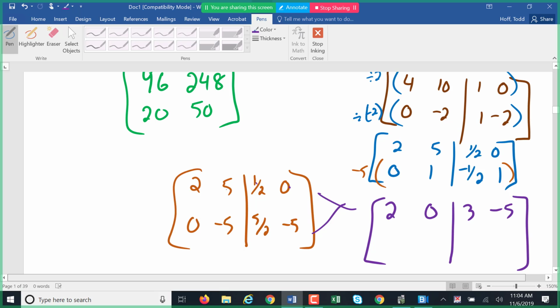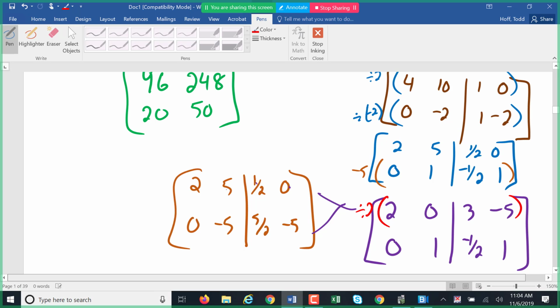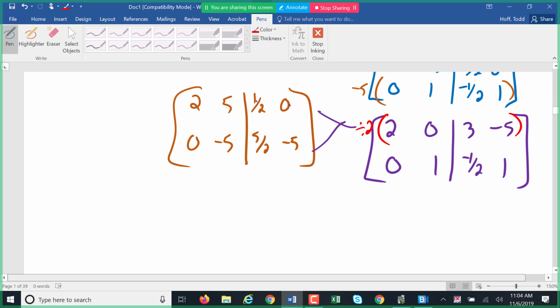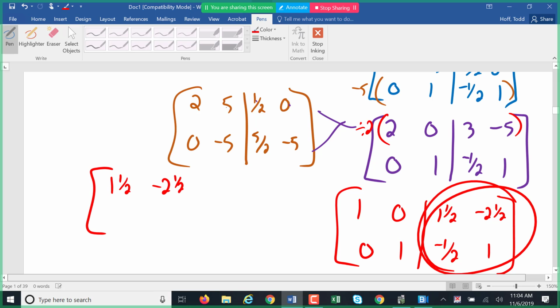On bottom, I'm going to go back to what that was before: 0, 1, negative 1/2, and 1. Top row is going to get divided by 2. So that top row is going to become 1, 0, 3/2 or 1.5, negative 5/2 or negative 2.5. Bottom row stays 0, 1, negative 1/2, 1. So that is my inverse: 1.5, negative 2.5, negative 1/2, and 1. That is my decoding key.